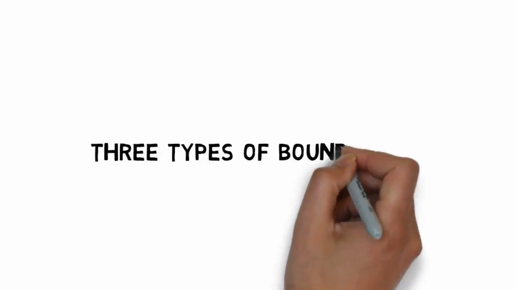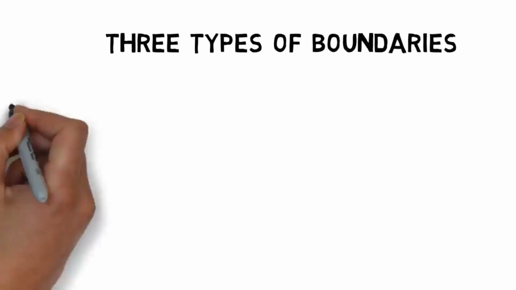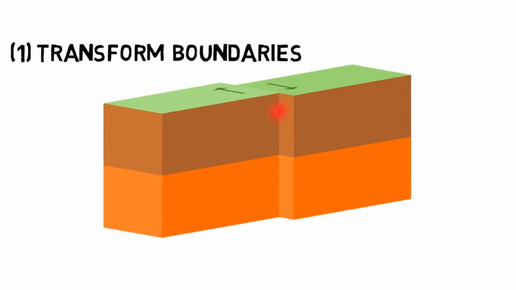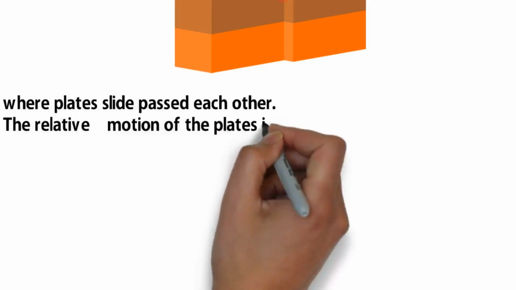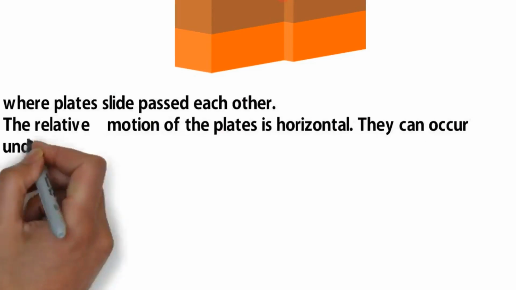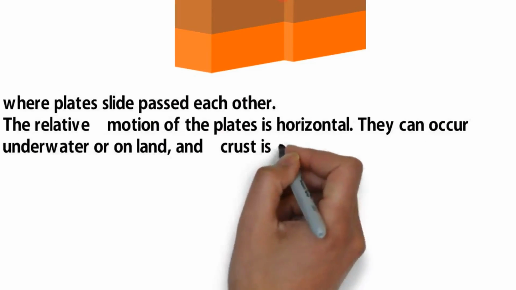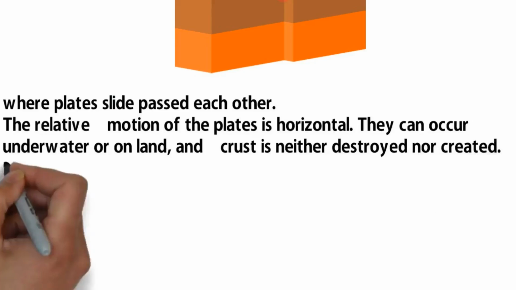3 types of boundaries. 1. Transform boundaries, where plates slide past each other. The relative motion of the plates is horizontal. They can occur underwater or on land, and crust is neither destroyed nor created.